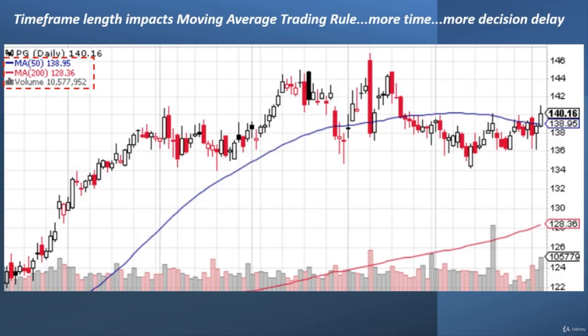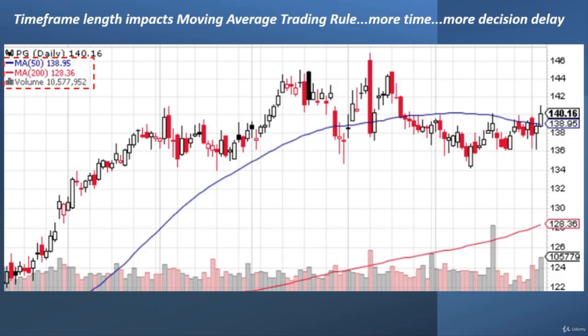That's giving you conflicting messages, right? And that can happen. So that time frame length can really impact that. The more time you have, the more the decision would be delayed as far as making a change. You want to take that into consideration. And again, you can use this with other filters. You can use this with other indicators to decide what you want to do.